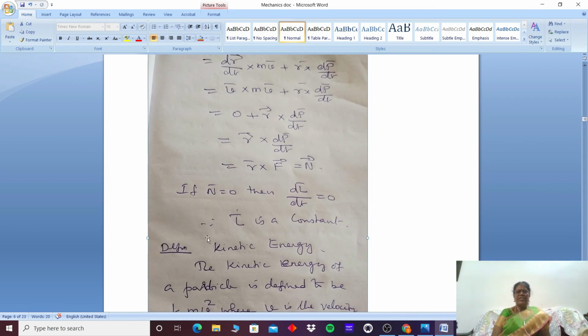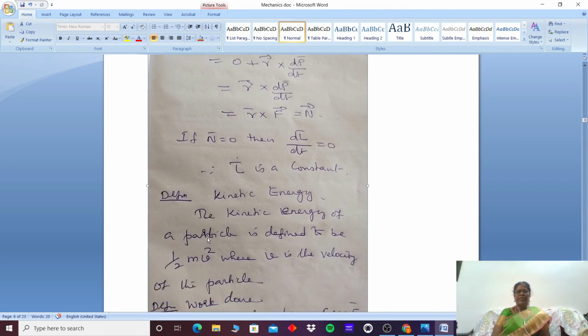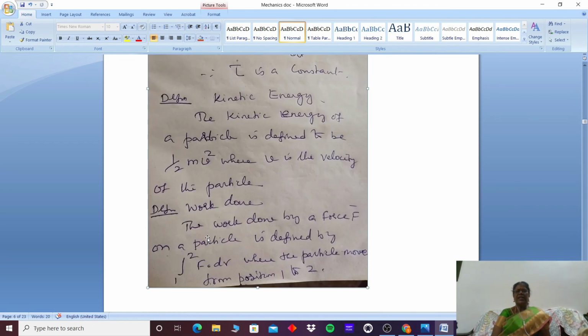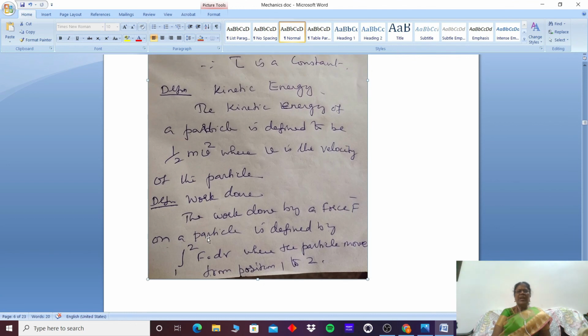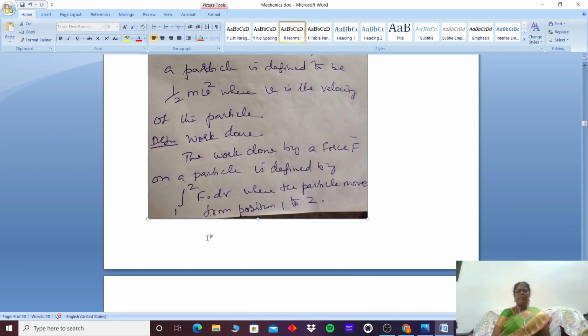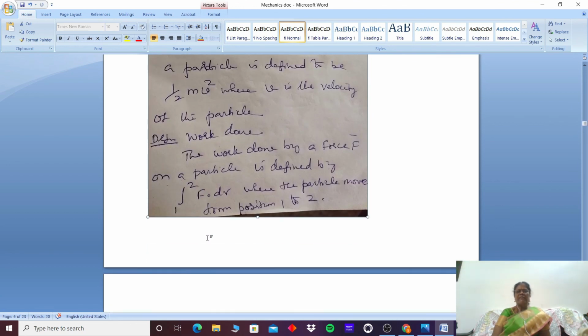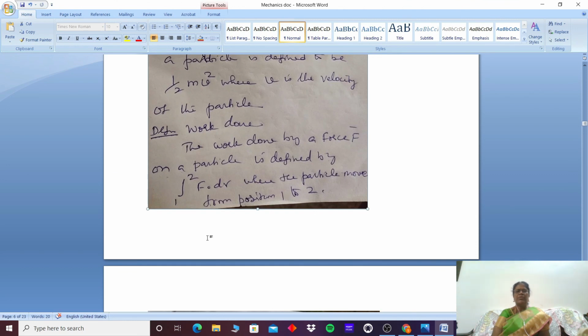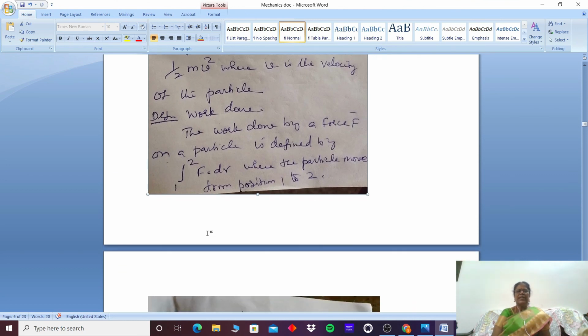And the next definition is kinetic energy. We learned that in physics, the kinetic energy of the particle is defined by half into m into v square, where v is the velocity of the particle, and the work done is given by the integral from 1 to 2 of F dot dr, where the numbers 1 and 2 denote the possible positions of the particle, that is from 1 to 2.